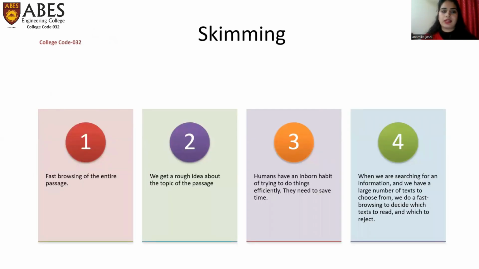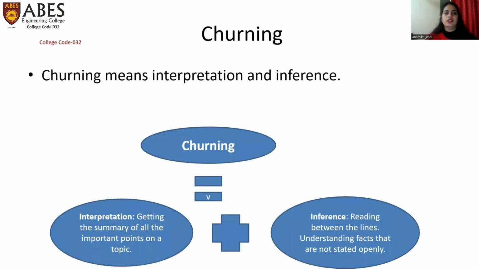We have done skimming and scanning, and let's do a quick revision of churning, because we will study a deeper concept of what churning is. Churning has two concepts: churning equals interpretation and inference. As I said in the earlier video, interpretation means you are trying to understand line by line the concept of a particular passage or a particular paragraph of a passage, right?